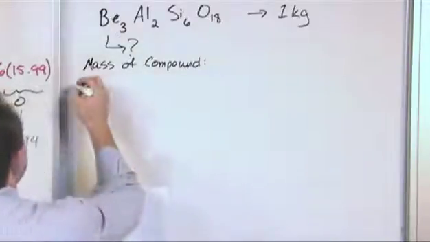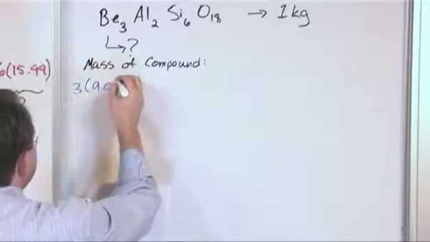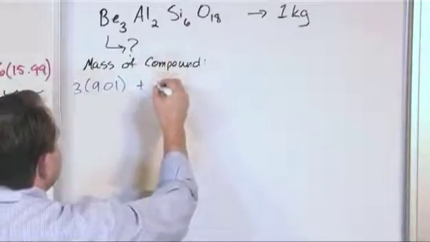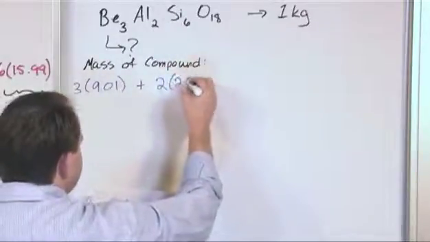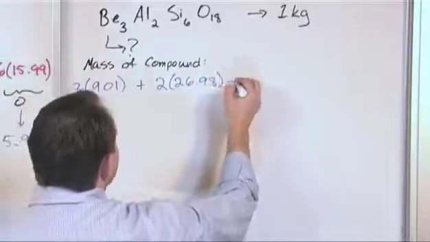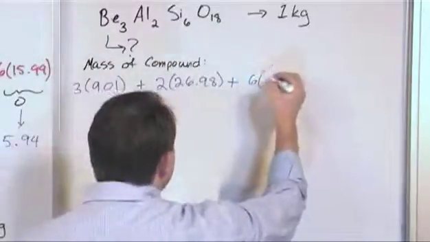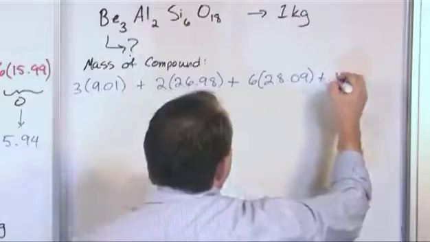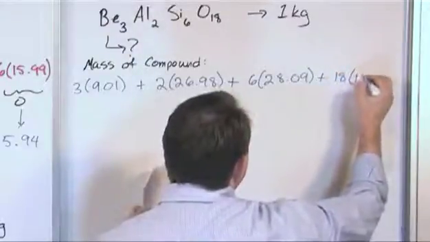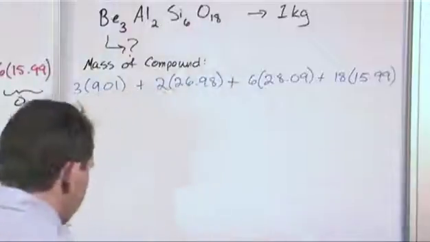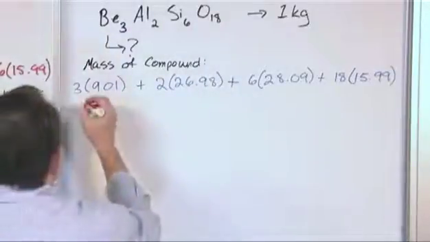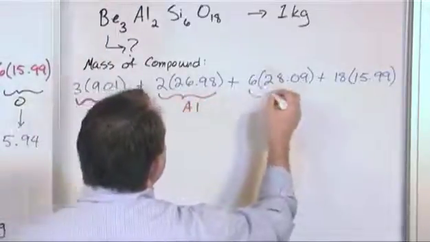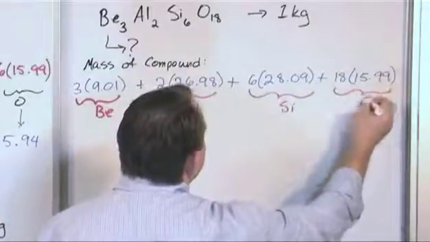Okay, so what we're going to have is 3 times 9.01, because this comes from the periodic table for beryllium. We have 3 atoms of it, plus 2 for the aluminum. The mass of the aluminum that you'll see is 26.98 grams per mole. 6 atoms of silicon. When you read that off the table, you'll see that each atom of silicon is 28.09. And then for oxygen, we have 18 oxygen atoms, and each oxygen atom is 15.99. Okay, so just to make sure that we're all in the same boat here, this is the beryllium, this is the aluminum, this is the silicon, and this is the oxygen.